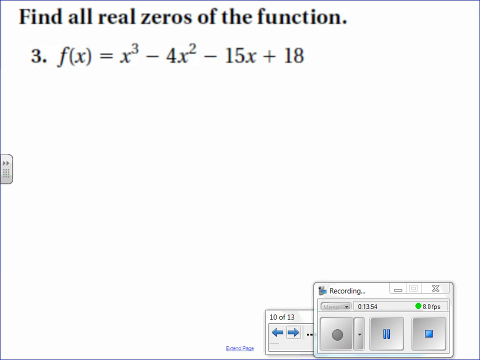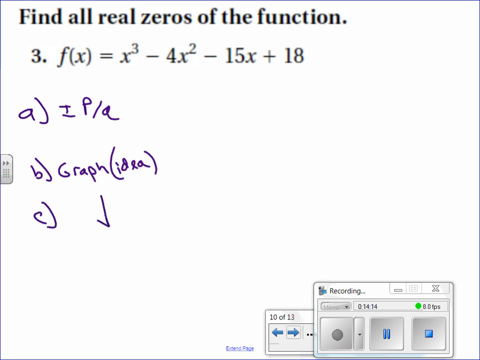All right, so I'm going to just give you the steps so you don't just come up with your board buddy and you're like, what do I do now? So what you want to do first, part A, is make your positive or negative P over Q list. Part B, you want to graph it so that you can get an idea of where to start out with your synthetic division. Part C would be actually do that synthetic division. And part D would be use factoring from there to get all your solutions listed out.